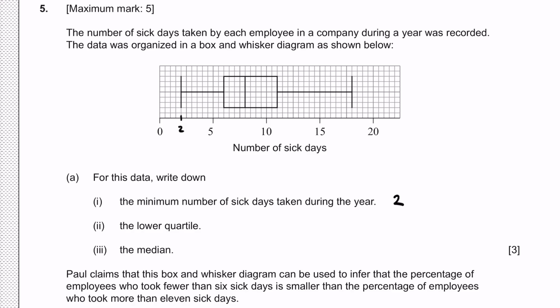Lower quartile. Remember, our box and whisker plot is divided up into the min, the max, this is our median, and this is Q1 or quartile 1, and this is Q2. If we want to talk about the lower quartile, that would be Q1, and it looks like it occurs at 6. So the lower quartile is 6. And the median itself looks like it is 8.